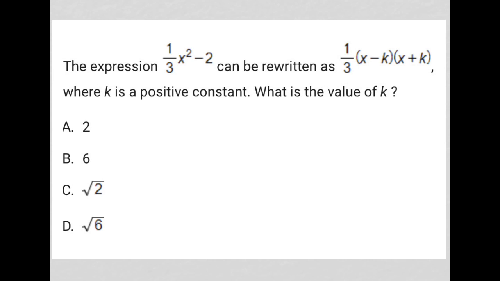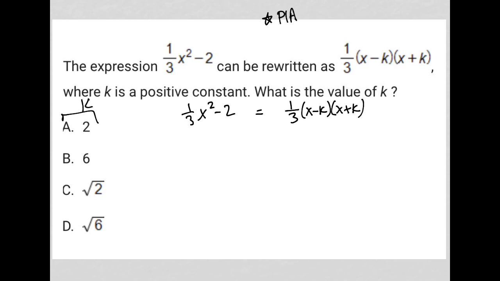Another way to think about this is plugging in answers, right? So I'm saying I have 1/3 x squared minus 2. I want it to be the same as 1/3 times x minus k times x plus k. All of these answer choices represent k values. So I can use the strategy plug in answers to solve this.